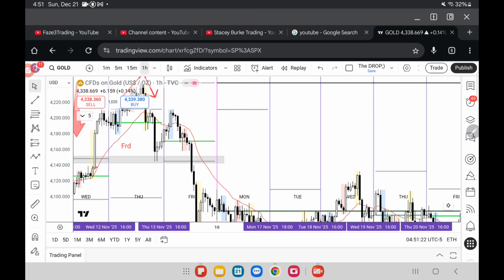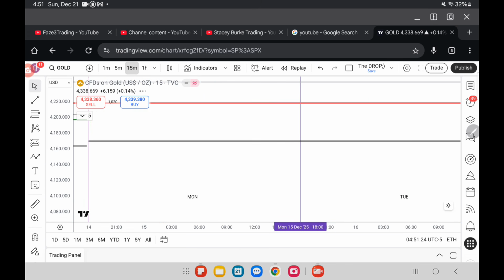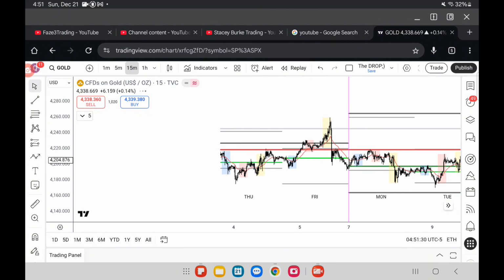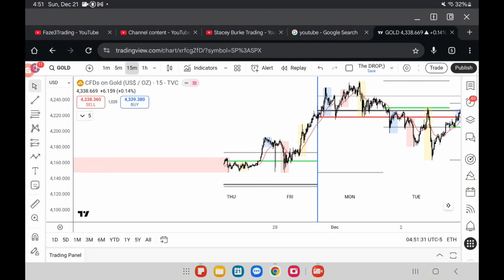Friday opens up. You're on your 15-minute chart. You already know you want to see a pump, coil, dump. Let's go and see how that happened.